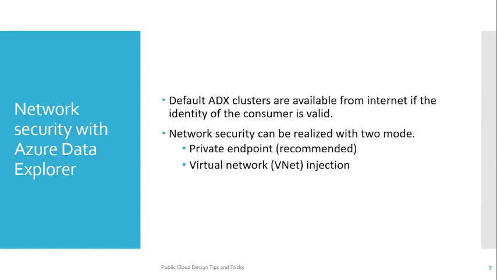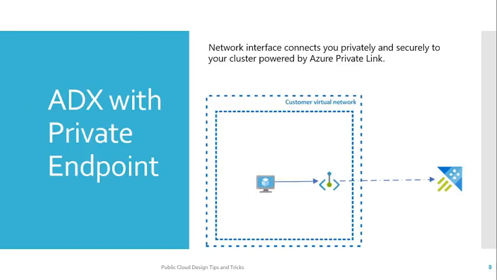Then the network security. By default, when you create Azure Data Explorer, it is completely exposed to the internet. That means you have to add a network security layer to your Data Explorer if you want to make it much more restricted to your network. There are 2 solutions which Microsoft has provided. One is private endpoint, second is virtual network injection, that means VNet injection. Private endpoint is the recommended one. Maybe I will try to explain later why it is recommended by Microsoft.